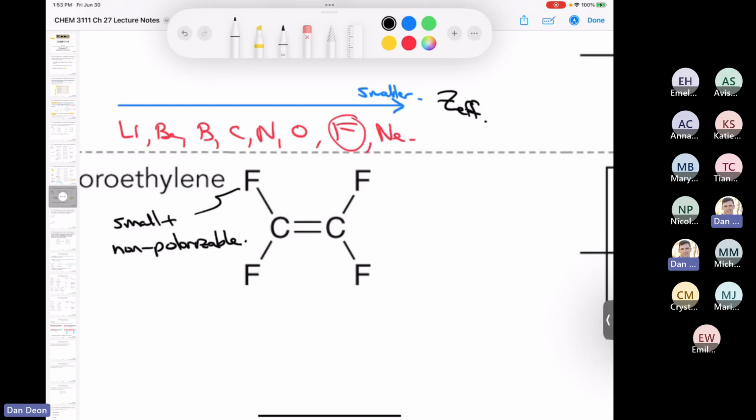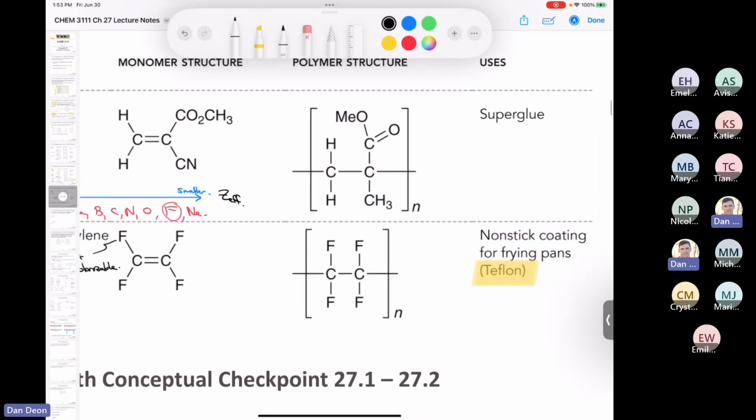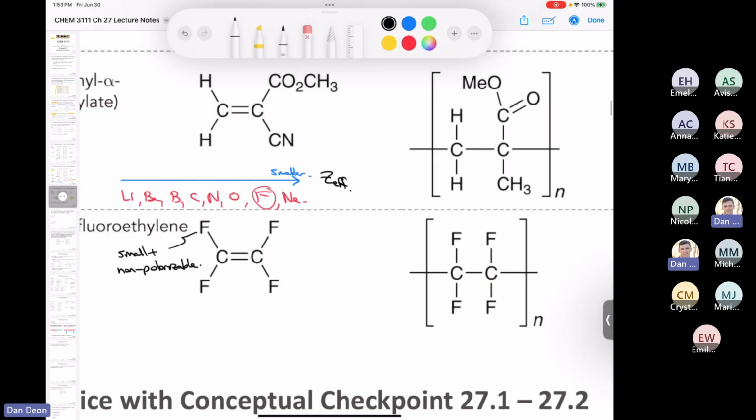Very weak forces. And so that is why food doesn't stick to Teflon cookware, because it's all covered in fluorine on the surface. And again, fluorine is a very small atom, non-polarizable, and it won't interact with the food and be attracted to it in any way. Hopefully you learned something on that one. Let's just practice one more time.